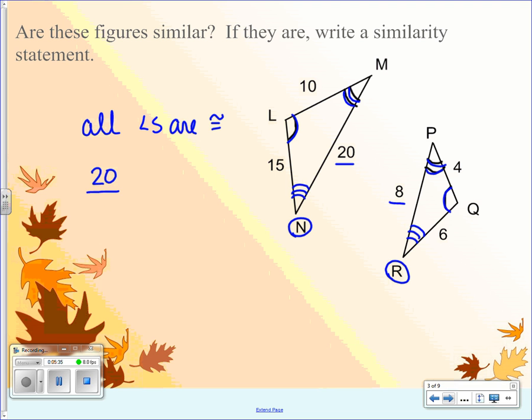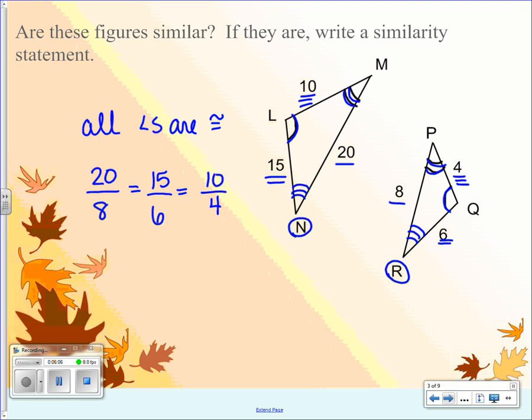So 20 over 8 is going to be equal to, then we're going to go with another pair of sides. So let's go with the medium length sides, 15 over 6. And finally, we're going to go with the shortest side, 10 over 4. We're not done there because we have to go ahead and simplify and see, is this the same ratio for each one of these pairs, or is it not?